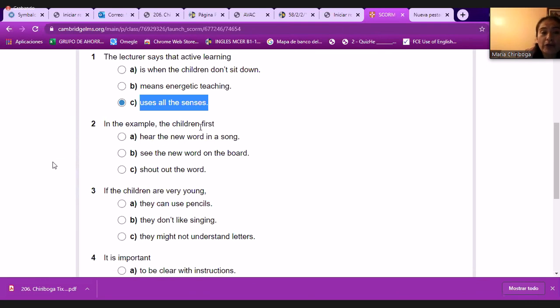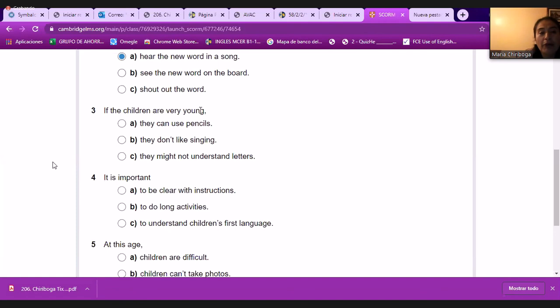In the example for children first, hear the new word in a song, see the new word on the board, or shout out the word. Letter A. I agree. Good. Next, if the children are very young, they can use pencils, they don't like singing, they might not understand letters. Remember that this lecture is about children between 3 and 5 years. So they are little, very little. So what could be the answer here, A, B, or C? Letter C. I agree. Yeah, they normally don't know how to write.